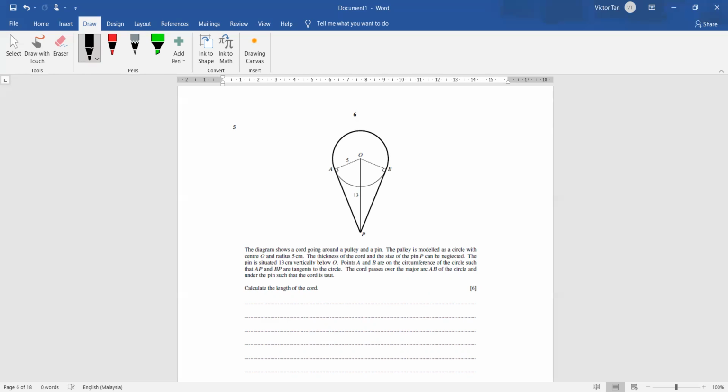Using Pythagoras' theorem, AP and BP are the same length, which would be the square root of 13 squared minus 5 squared, which would be 12.